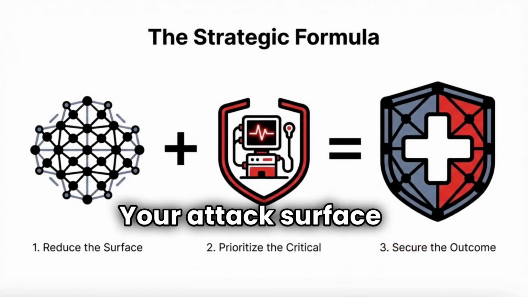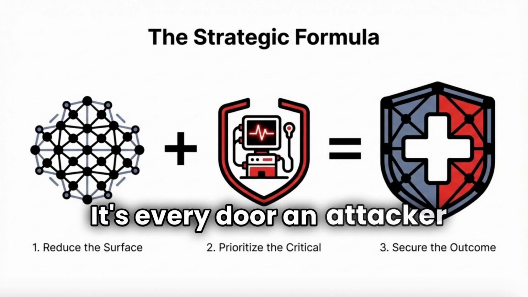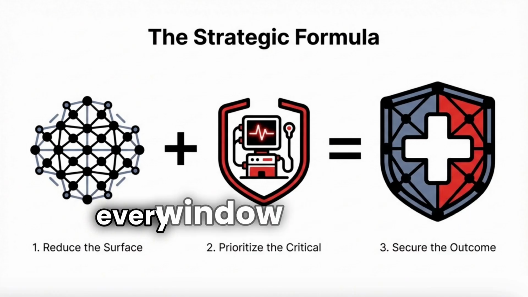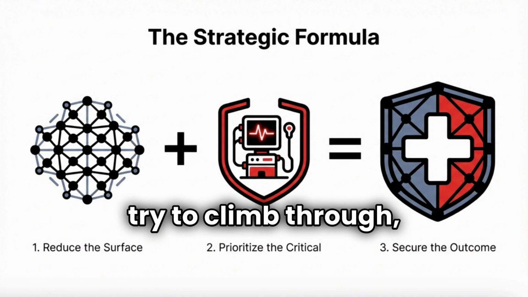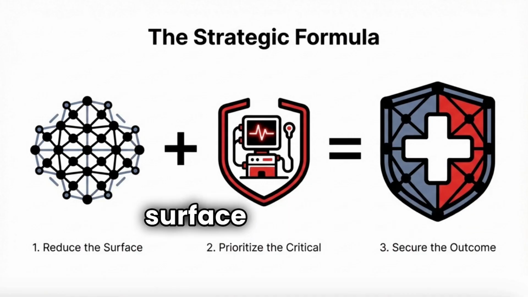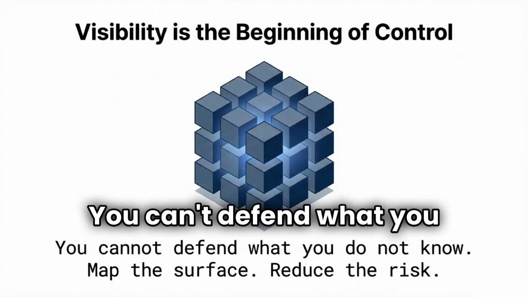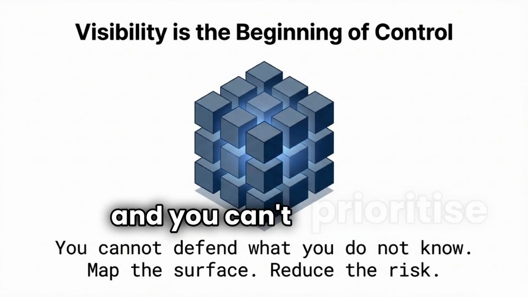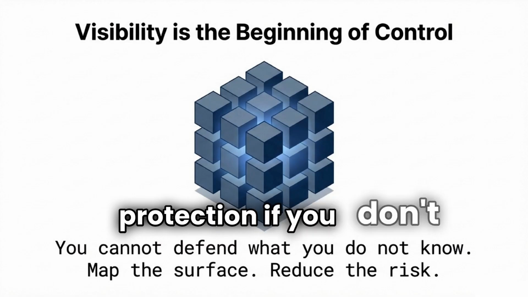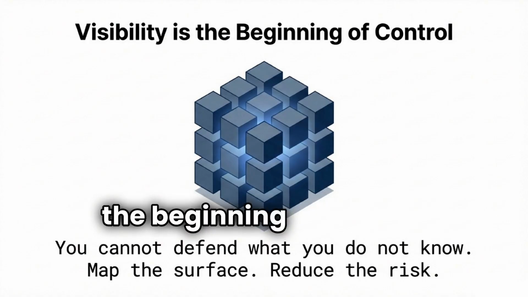Your attack surface is the foundation of your security posture. It's every door an attacker might try to open, every window they might try to climb through, every weakness they might try to exploit. Understanding your attack surface is the first step toward securing it. You can't defend what you don't know exists, and you can't prioritize protection if you don't understand your exposure. And remember, in security, visibility is the beginning of control.